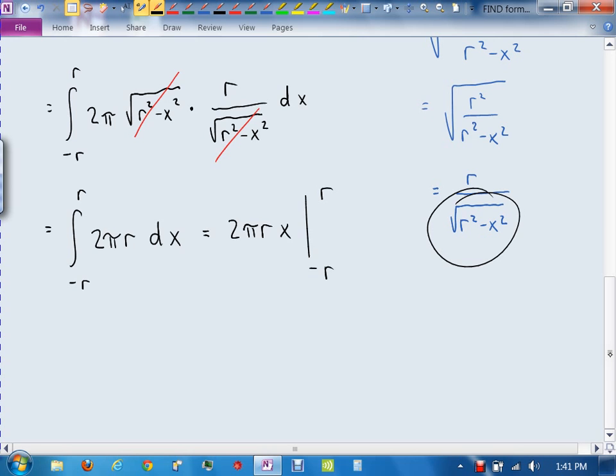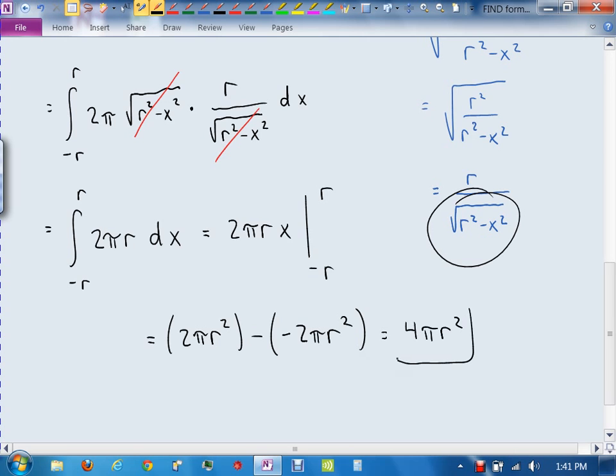Now plug in r, what do you get? 2 pi r squared minus, now plug in negative r, what do you get? Negative 2 pi r squared. Add them together. The negative and negative become plus. You get 4 pi r squared, which is the formula for the surface area of a sphere.